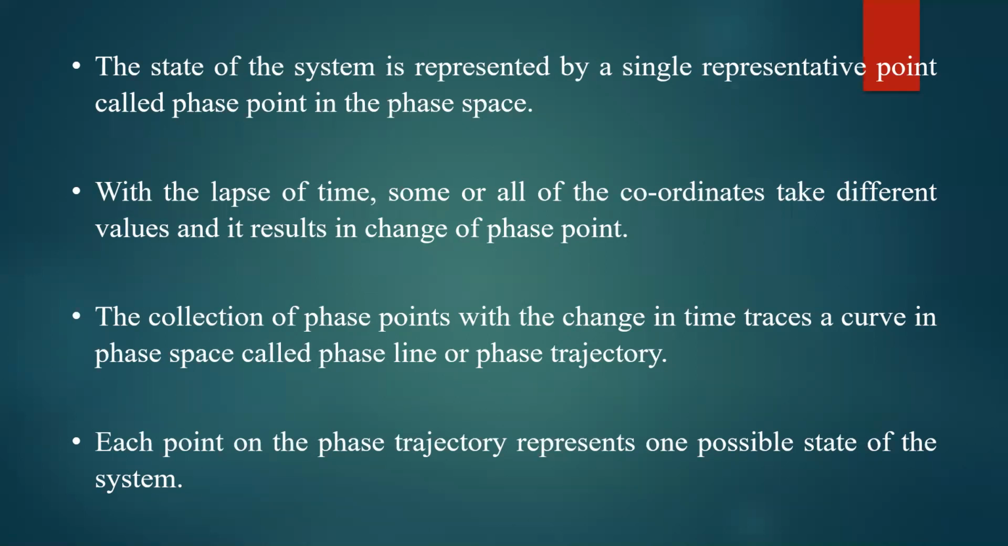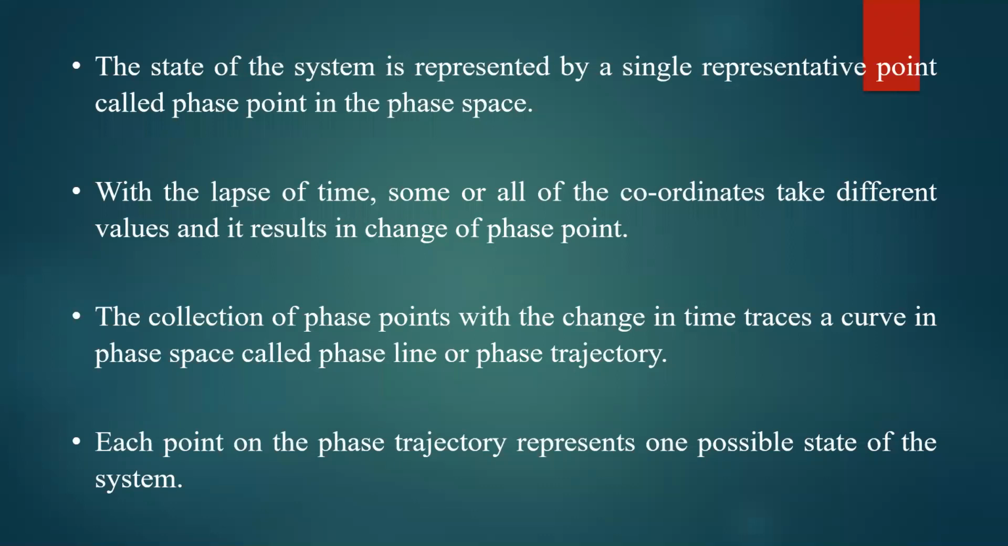Suppose time runs. After a certain time, some or all of the coordinates take different values. The particles will take different positions and may take different momentum also. That results in a change of the phase point. It may take a different position coordinate or a different momentum coordinate. Based on that, the phase point will change with time, as it is a dynamical system.